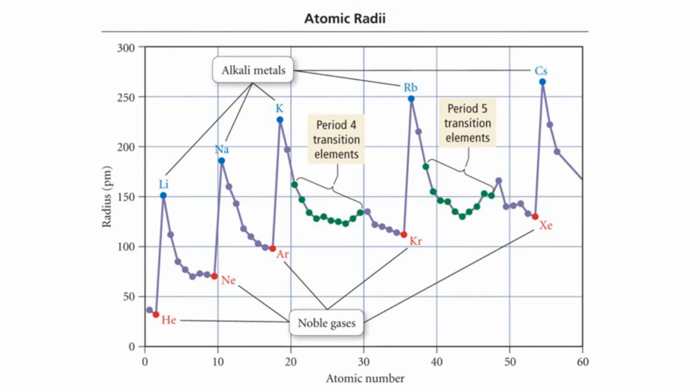Unlike the alkali metals, where there is only one electron in the outer shell, further away from the nucleus, so the atom is a lot larger. But because the noble gases are generally less reactive than the alkali metals, the size of the atom is a lot smaller.